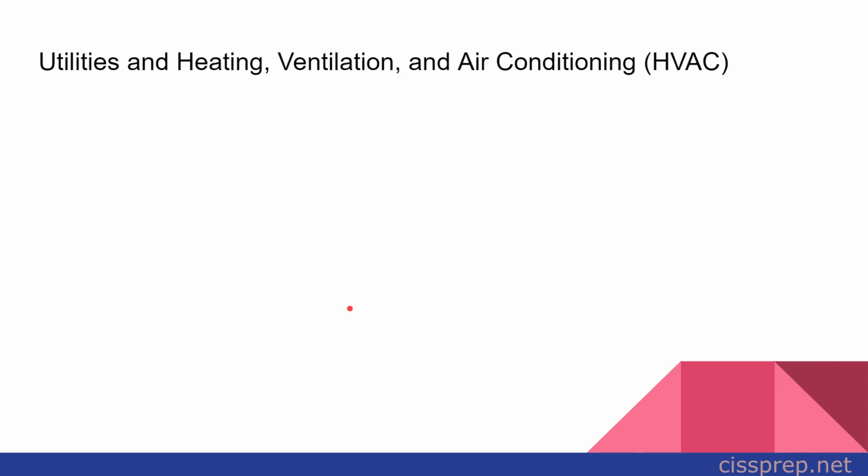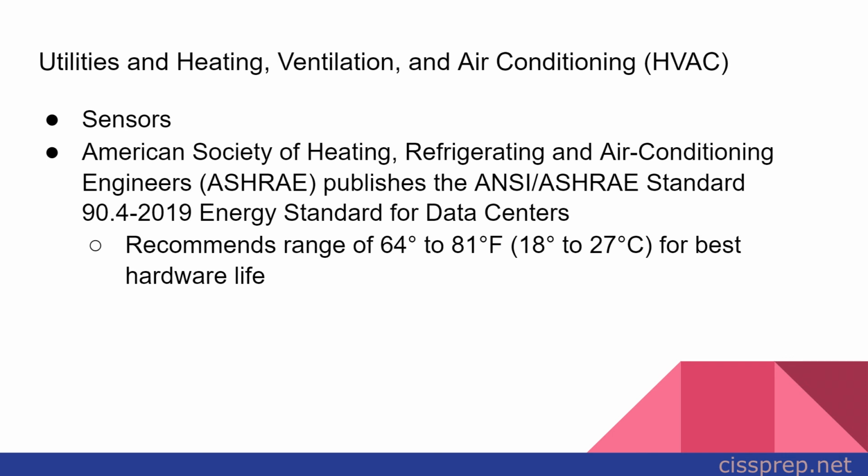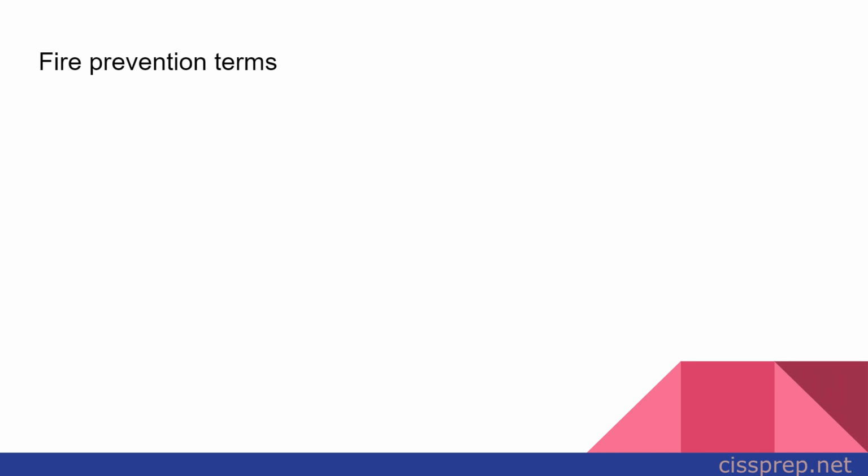With HVAC, we have some new additions. Sensors are recommended to detect things like overflows and leaks with notification mechanisms. We have this standard by ASHRAE for data centers, and it's worth noting the recommended temperature range for hardware, 64 degrees to 81 degrees Fahrenheit. And then we have the Celsius there as well for the best hardware life, and they recommend having 3 sensors at the top, the middle, and the bottom of a rack. Moving on to fire prevention terms.